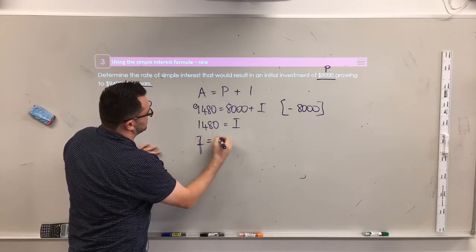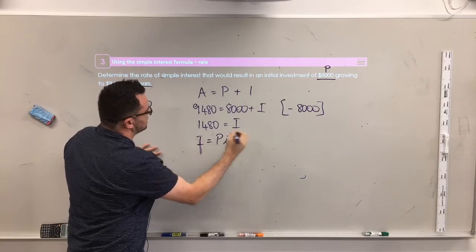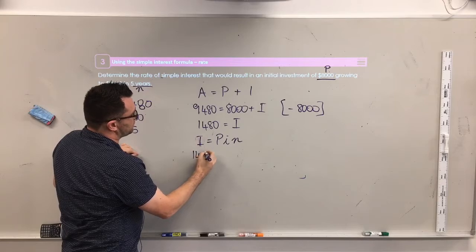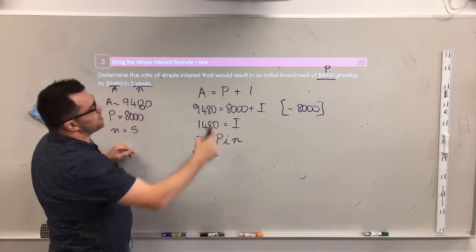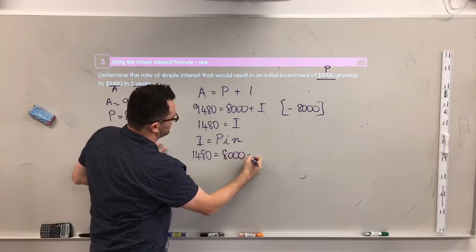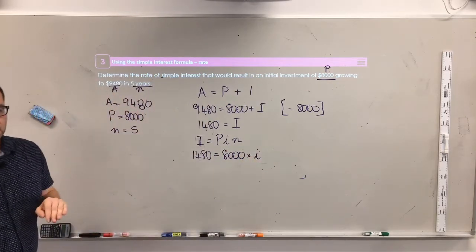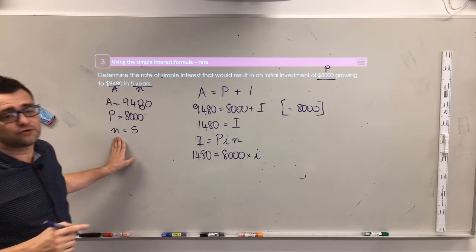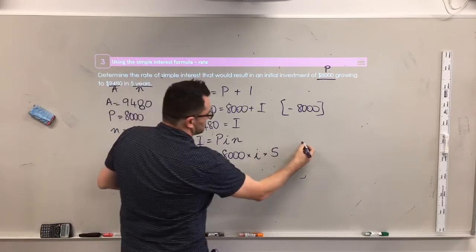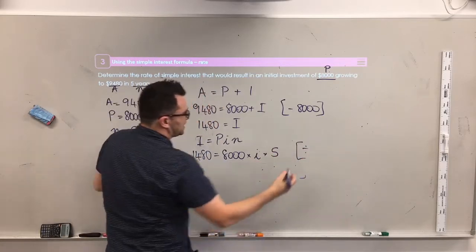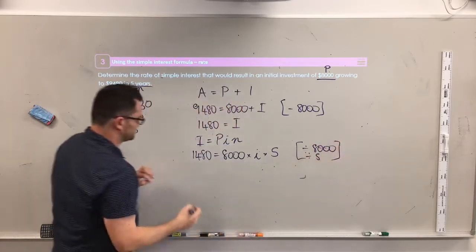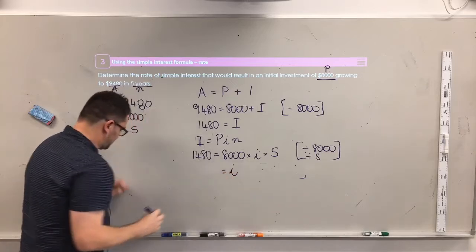interest equals principal times interest rate times the number of terms. We know what I is now, it's 1480. We know our principal was $8,000. We don't know what our interest rate is, but we know our number of terms was 5 years. So we want to divide by 8,000 and divide by 5. And that will give us our interest as a decimal.